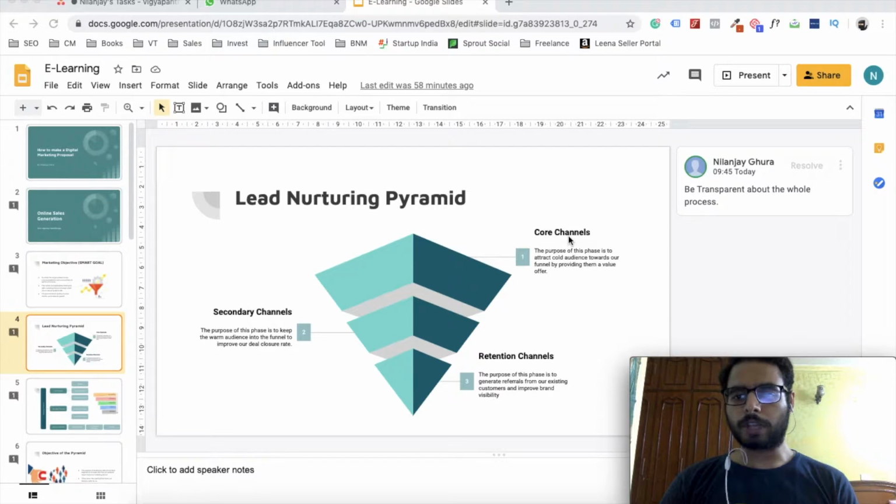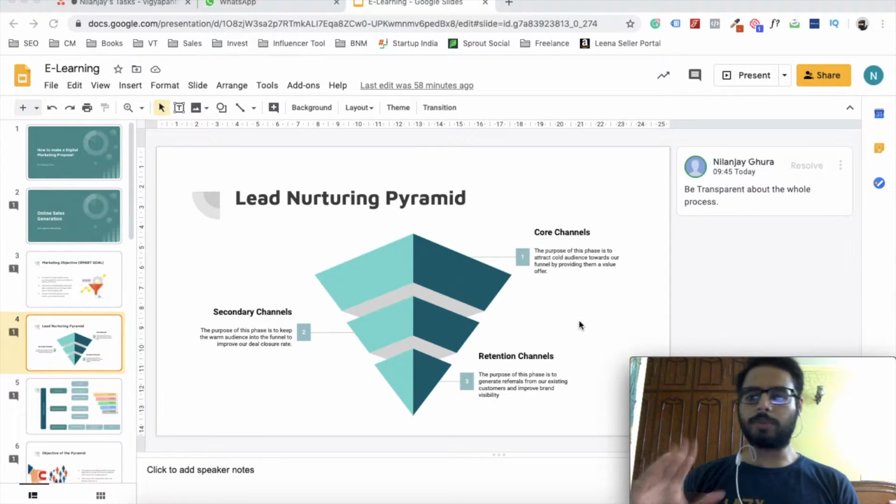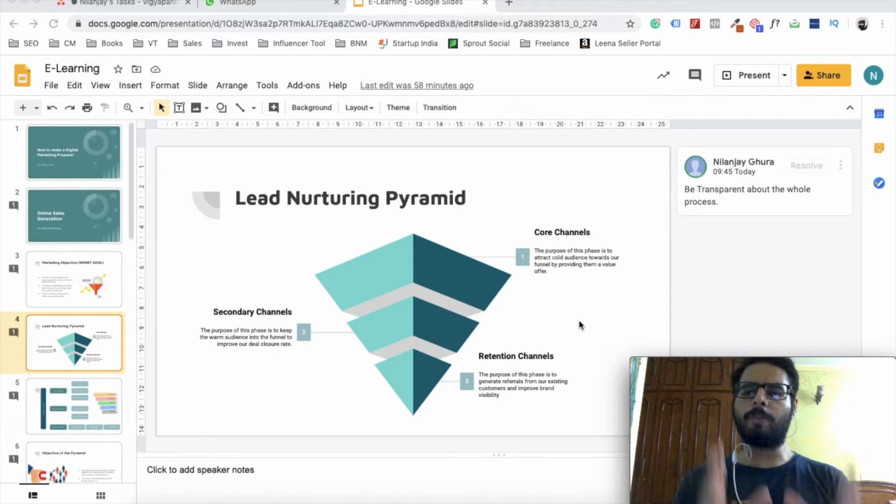So what is basically core channels? Core channels are basically our primary channels, from which we are going to attract a cold audience, right? A little bit about the three types of audiences, for the people who don't know what they are. There are three audiences as per digital marketing or marketing in general: the cold audience, the warm audience, and the hot audience. The cold audience is basically those who don't know or have no idea about our product or service, and they're hearing it for the first time. Warm audiences have visited our page or have heard about us, and the hot audiences are almost like they have tried our product once and now we want them to try it once again, right?